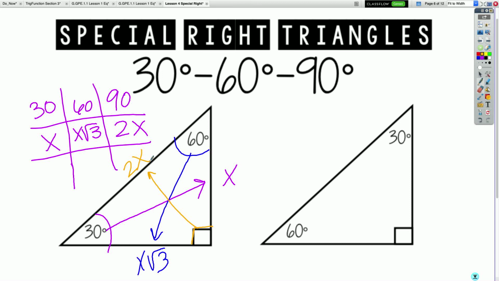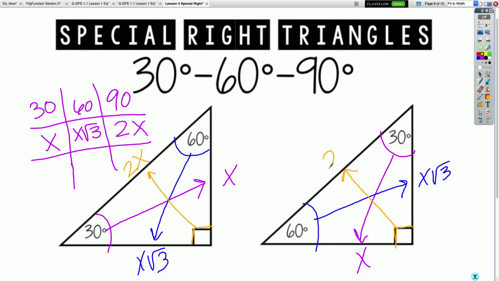Okay, the only additional thing to notice here is that the 30 and 60 can switch places, so you always want to be aware of where your 30 is. So now, across from my 30 is x. Across from 60 is x square root of 3. And the hypotenuse didn't change here. That's 2x. So again, these have to be memorized because they're not given to you on the EOC.